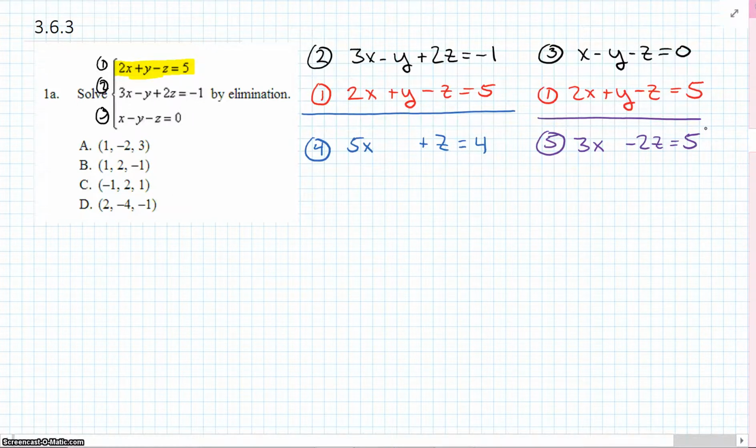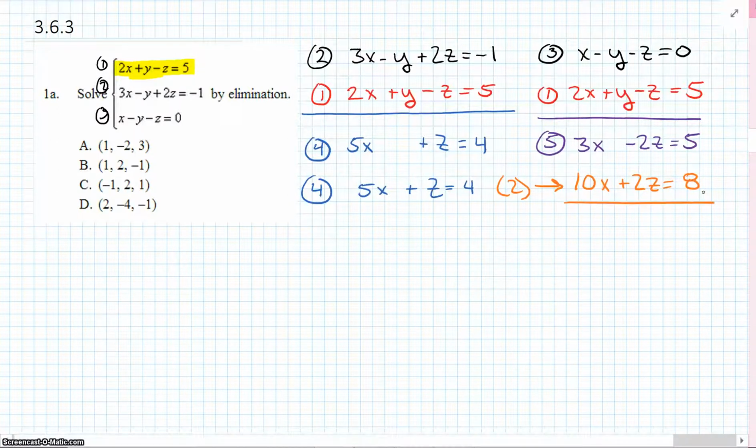All right. So what we notice, if we take equation 4, I'm going to rewrite it: 5x plus z equals 4. What we find out is if we multiply that by 2, we can cancel the z's. So that's going to be 10x plus 2z equals 8. So we can add the two equations together. So I'm going to get 13x. The z's are going to cancel, and it is going to equal 13. So we know, divide each side by 13, x is going to equal 1.